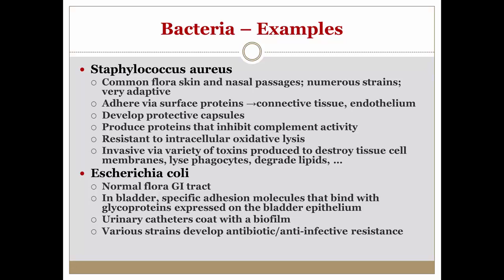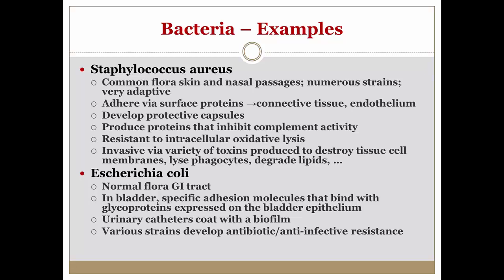Staph aureus is also resistant to intracellular oxidative lysis, and then it has the ability to invade tissues through a variety of toxins that it produces to destroy the tissue cell membranes, to lyse those phagocytes, to break down lipids, and also can lead to antibiotic resistance. So very adaptive and potentially very, very dangerous.